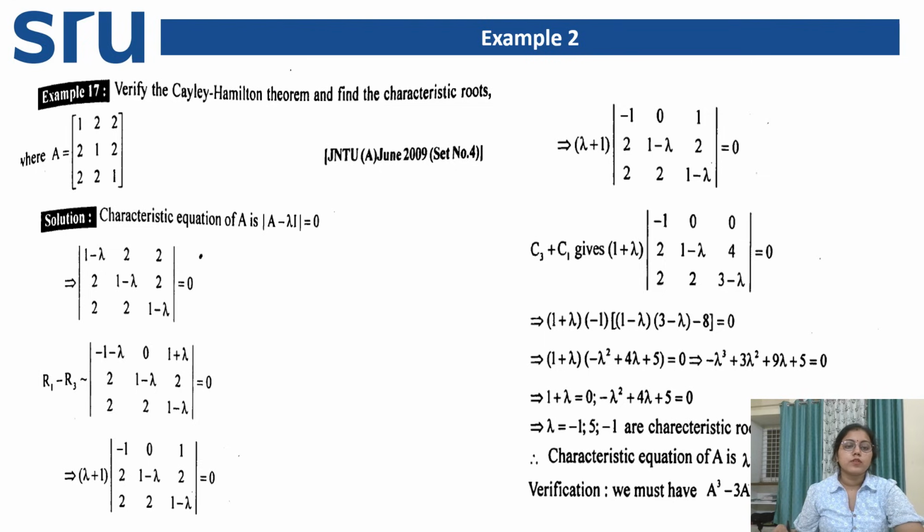So this is one more question to verify the Cayley-Hamilton theorem. Find the characteristic root. So this is your matrix A. Now you have to verify the Cayley-Hamilton theorem. But here this matrix is solved by using row or column operations. Simply you have to do the row operations here. First you have to write the characteristic equation of A, that is nothing but the determinant of A minus lambda I equal to 0. All of you know how to find this. In the previous questions I discussed how to find this A minus lambda I. So this is your A minus lambda I.